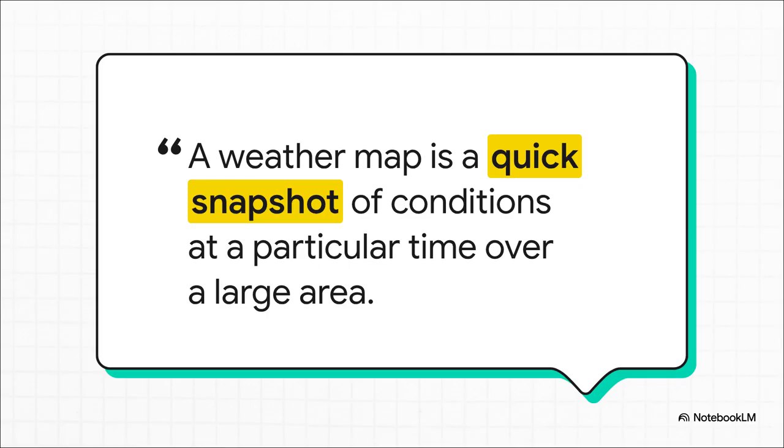The source material we're working from puts it perfectly. It says a weather map is a quick snapshot of conditions at a particular time over a large area. I love that. And if the whole map is a snapshot, then the station model, that's the pixel. It's what makes the picture so sharp and full of detail.